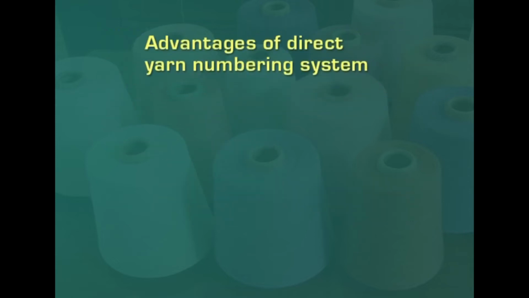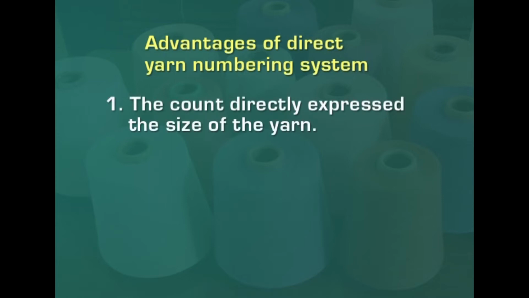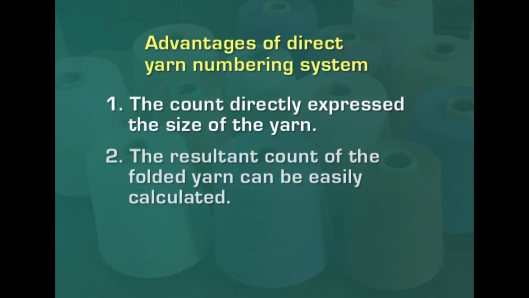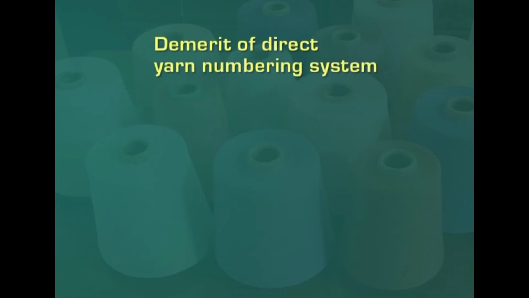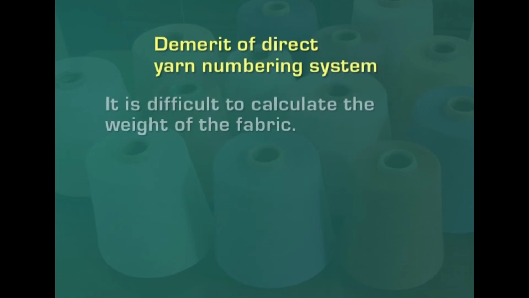So, there are certain advantages of this direct system, where the count directly expresses the size of the yarn. The count of the folded yarn also can be easily calculated by this method. But the demerit of this system is that it is difficult to calculate the weight of the fabric with the direct system.